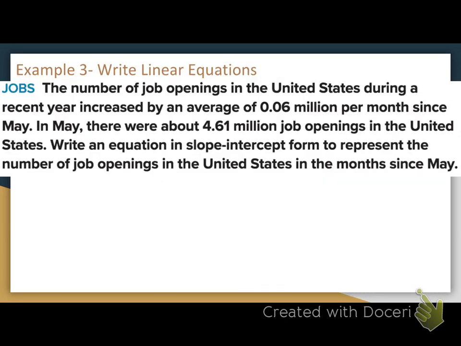All right. It's my last example here. The number of job openings. The number of job openings in the United States during a recent year increased by an average of 0.06 million per month since May. In May, there were about 4.61 million job openings in the United States. Write an equation in slope-intercept form to represent the number of job openings in the United States in the months since May.